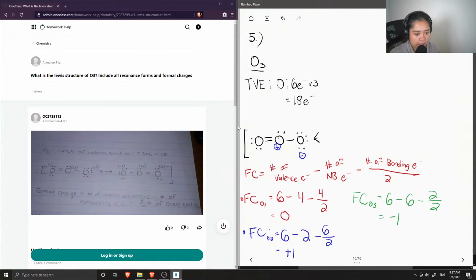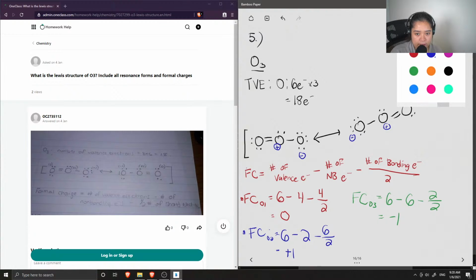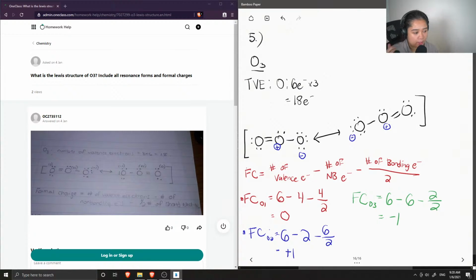So if we were to draw the second one, let's make it so the left oxygen now has the double bond, and the right one, or the single bond, and the right one now contains the double bond. So this is one of the resonance structures of O3 as well. The central oxygen still has a positive charge, and the single bonded oxygen now has the negative charge. And these are the two resonance structures, and how to calculate formal charge.